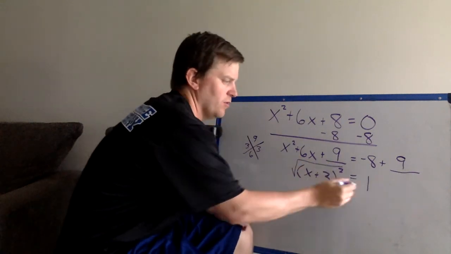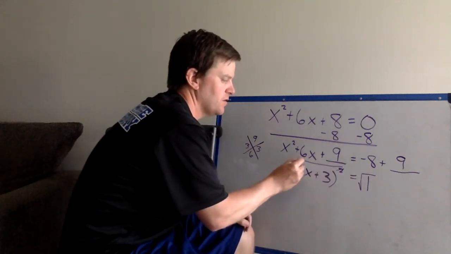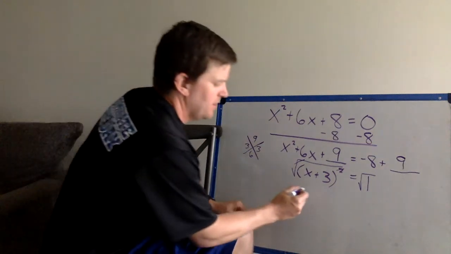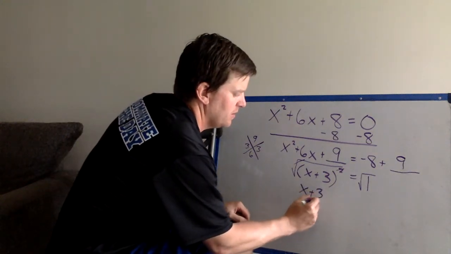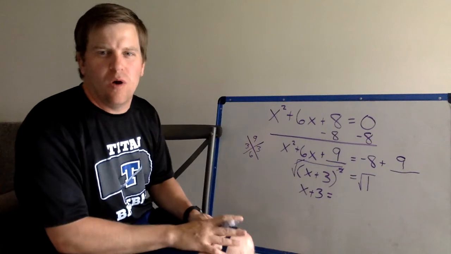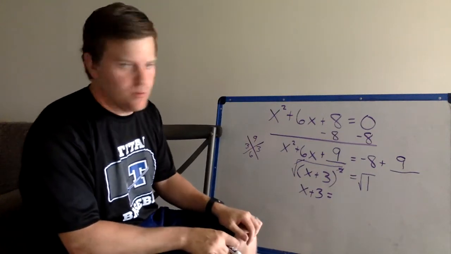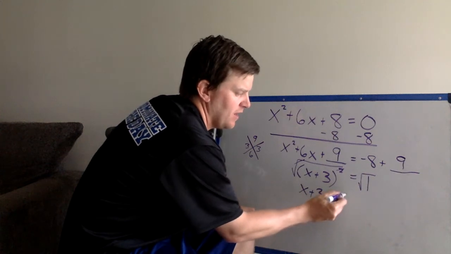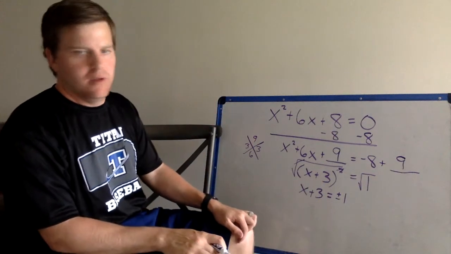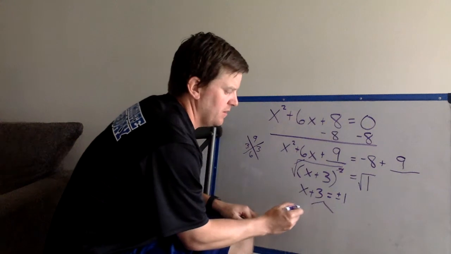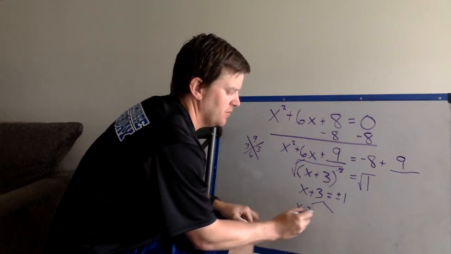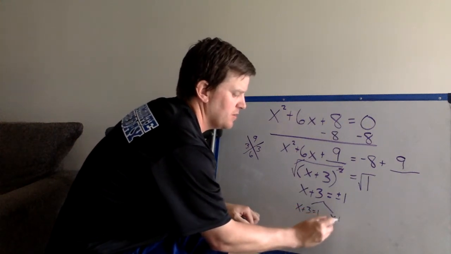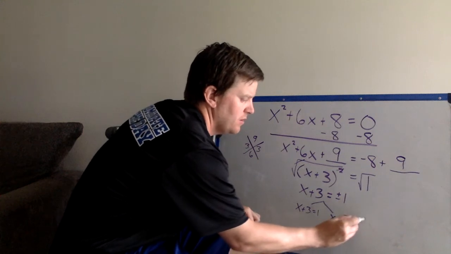If we square root both sides, the squared and the square root, remember those cancel out. So we have x plus 3 is equal to the square root of 1. Well, we know 1 times 1 is 1. But remember, if we squared a positive number, we need both the positive and the negative 1. And then we're going to split and solve. x plus 3 equals 1. x plus 3 equals negative 1.